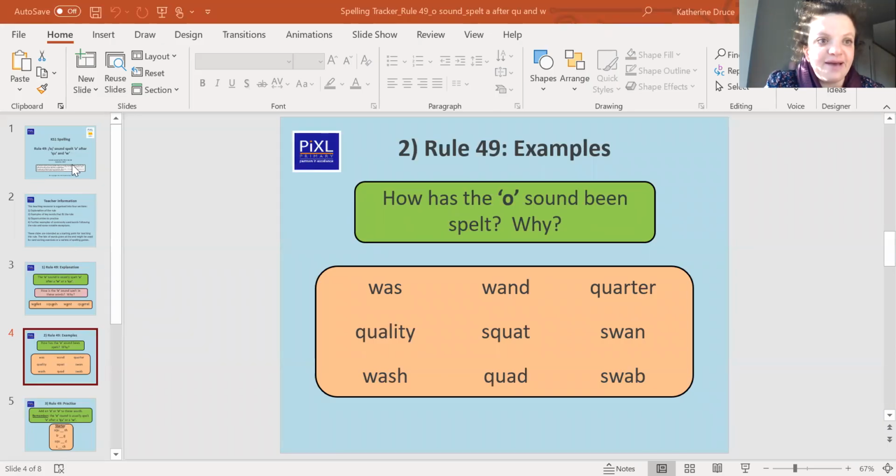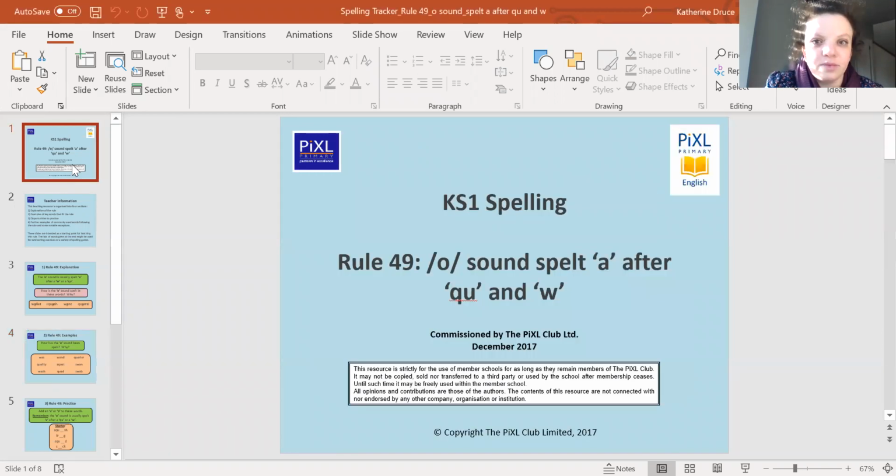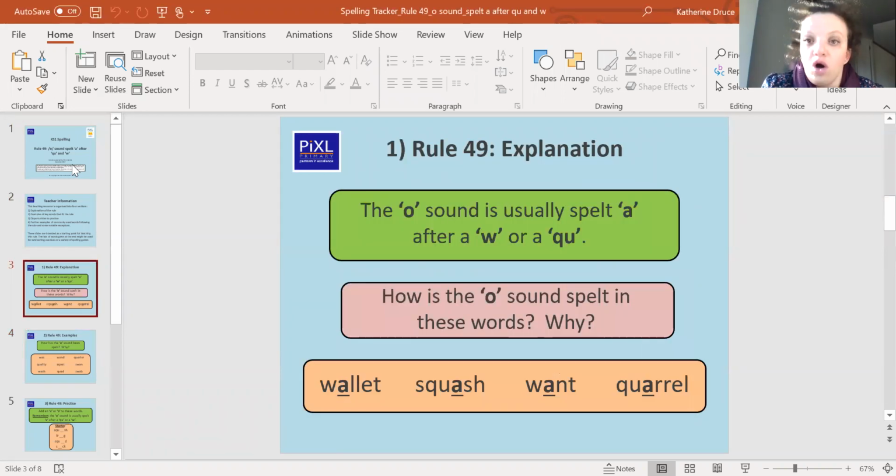I'm going to share my screen and let's get started on today's learning. Today, we're going to be looking at the O sound spelt with an A after a QU or a W. So after a QU or a W, you sometimes will hear the O sound, and then we spell that O sound with an A, okay? So the O sound is usually spelt with an A after a W or a QU.